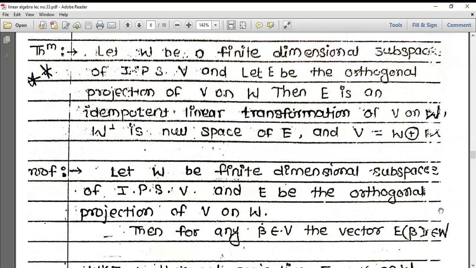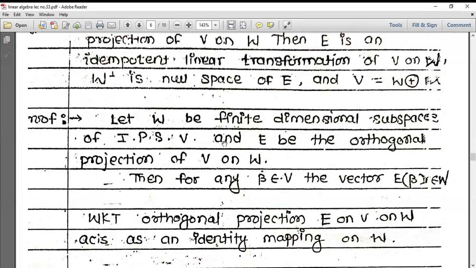Now, the proof. Let W be a finite dimensional subspace of the inner product space V, and E be the orthogonal projection of V on W. Then for any beta belonging to V, the vector E of beta belongs to W.